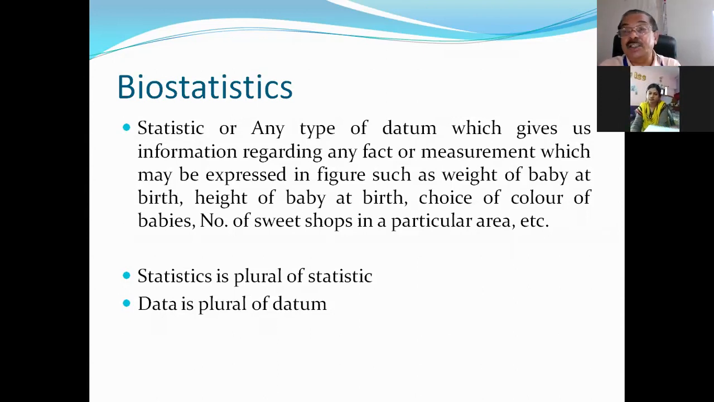Now, there are two points to be understood. Statistics is the plural of statistic. And second, data, spelled D-A-T-A, is pronounced data, or somebody may say data also. Data is the plural of datum. When we say datum, it means it is a single, only one. That is to be understood by you.